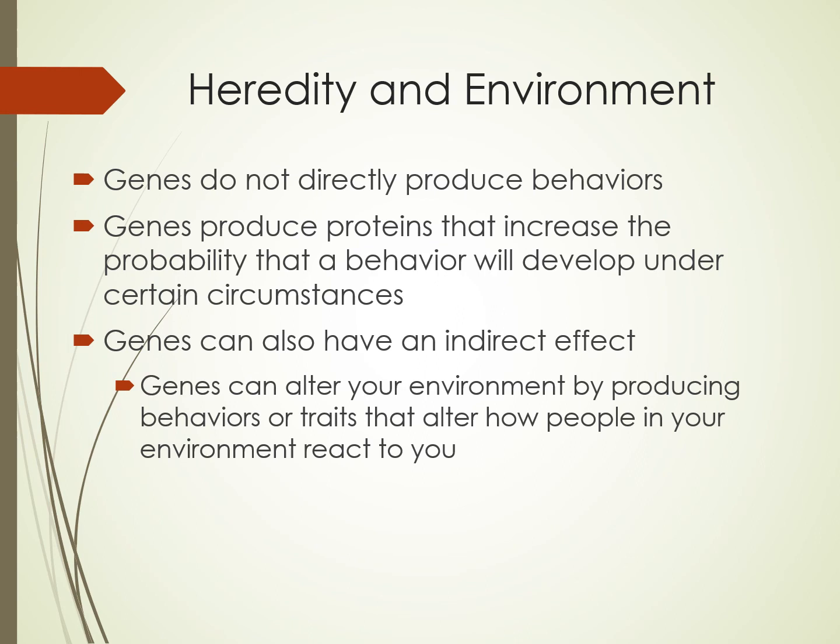And I know I pull apart some of these points a bit more than Calit does, but I think they're really important points for our realization that genes are predispositions. They're not destinies. But my final point, and again, I think it's pretty important, is that genes do not directly produce behaviors. Genes produce proteins that increase the probability that a behavior will develop under certain circumstances. So in particular environments and with particular experiences. And genes can also have this indirect effect.